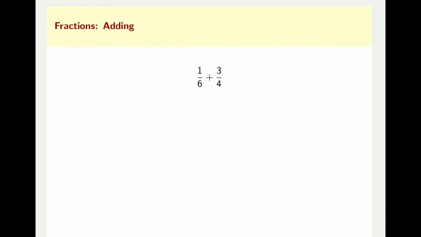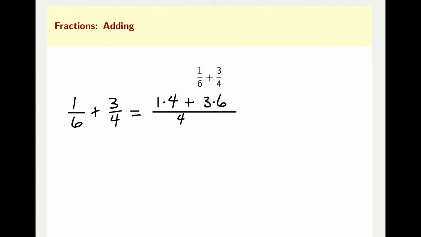Here's another example. 1/6 plus 3/4. I cross multiply 1 times 4, put my plus sign in here, 3 times 6, all over 4 times 6 equals 4 plus 18 over 24. That is 22 over 24. I can reduce 11 over 12, and that's the answer.